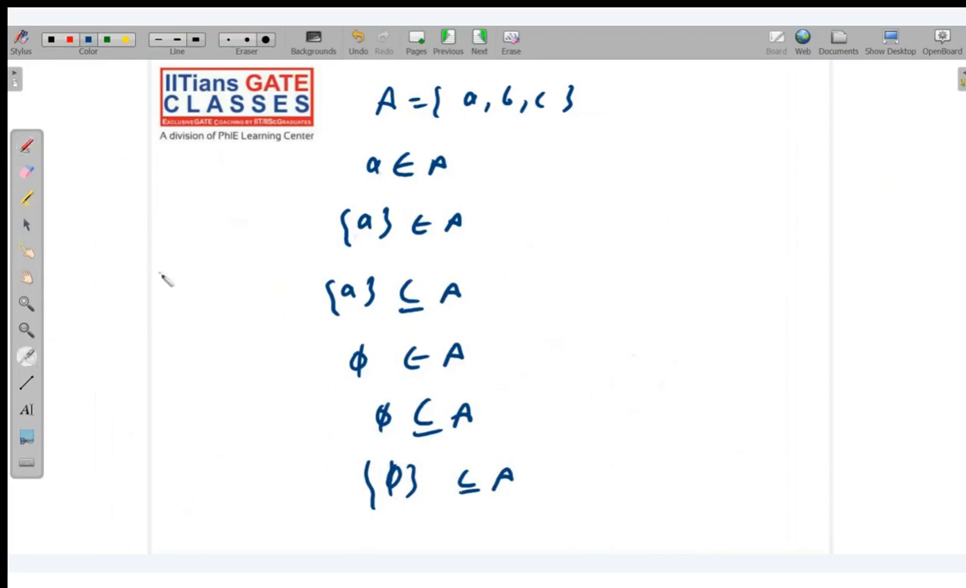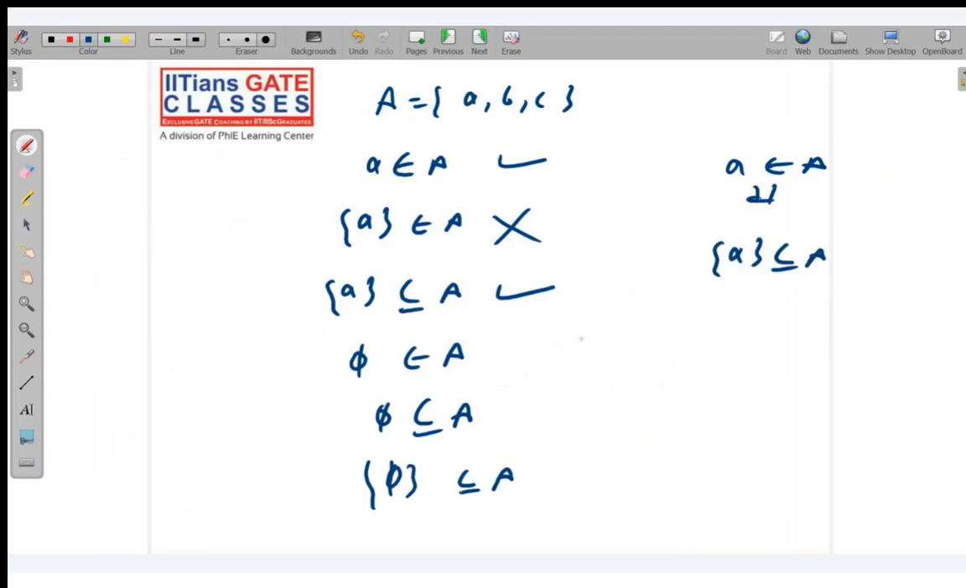a belongs to A. Is it true or not? You simply have to check for this set A: this a should be the element. Yes, this is the element. 100% this is true. Now if I say {a} belongs to A, now this entire thing should be an element. This entire thing is not an element, so I will simply say wrong. Now, is {a} a subset of A? I will remove the brackets and I will say this a should be an element of this A. Yes, this is the element, so this is properly a subset, 100% true. So the basic idea is, if you know a belongs to A, then you simply apply brackets and say it is a subset of A.